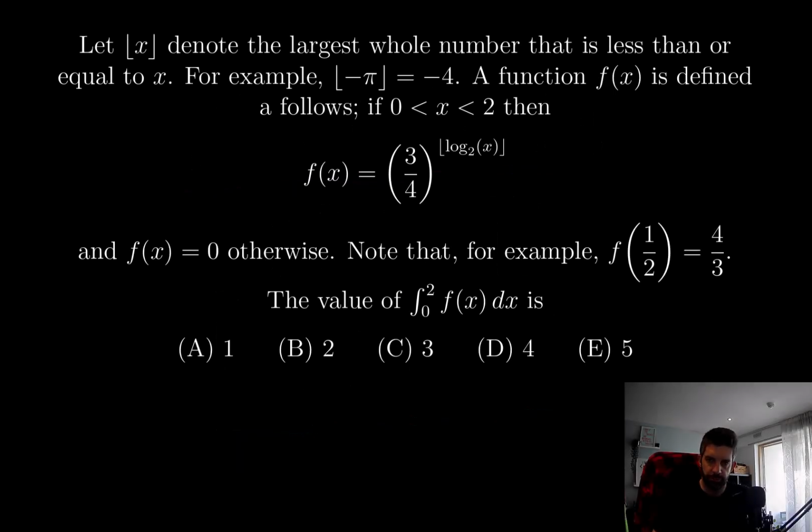Let floor x denote the largest whole number that is less than or equal to x. For example, floor of negative pi is -4. A function f of x is defined as follows. If 0 < x < 2, then f of x is equal to 3/4 to the power of the floor of base 2 log of x. And f of x equals 0 otherwise. Note that, for example, f of a half is equal to 4/3.